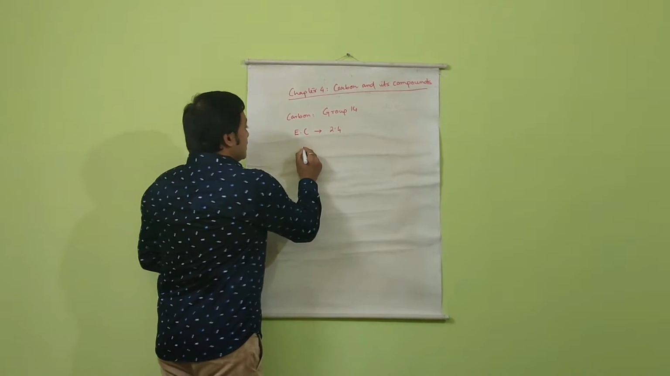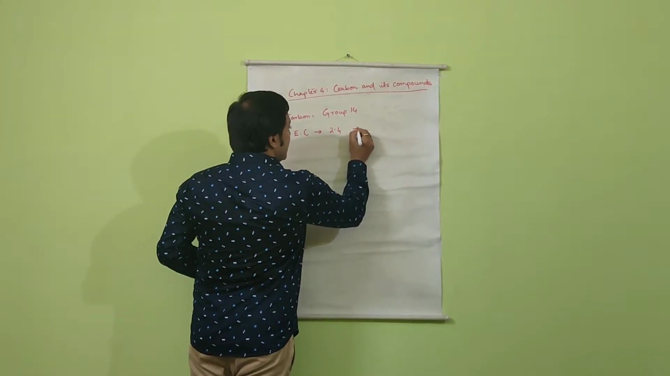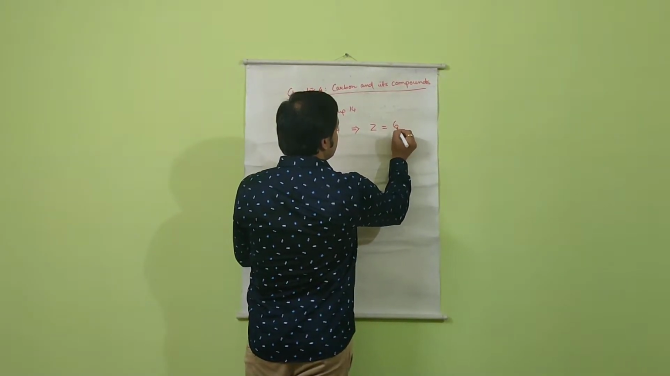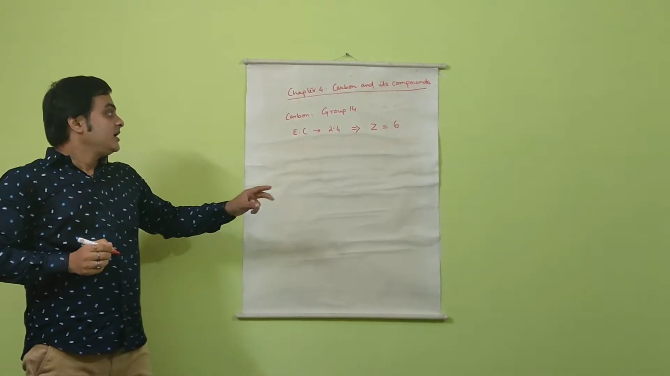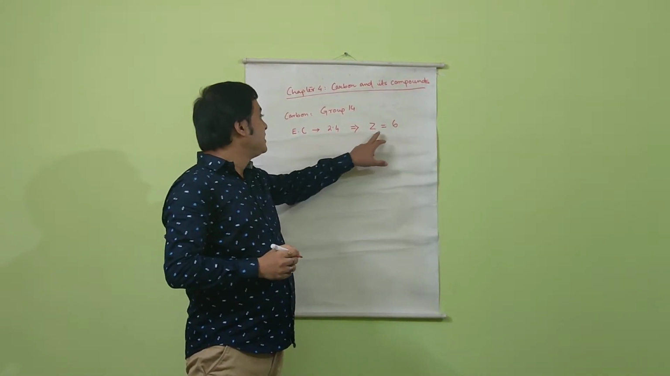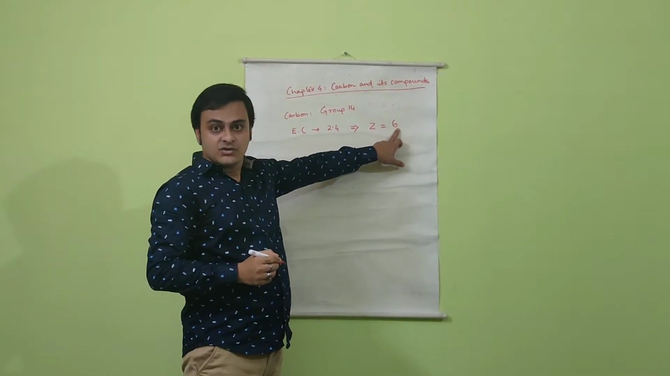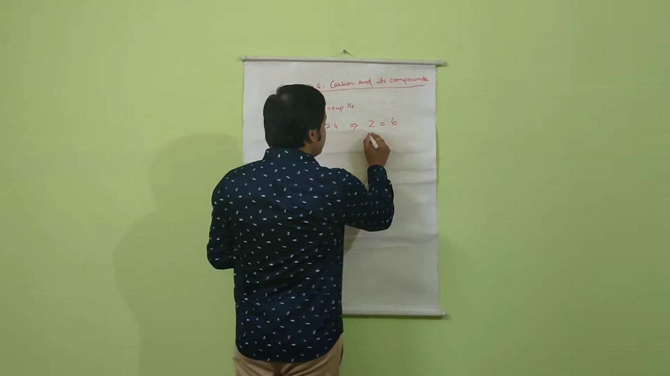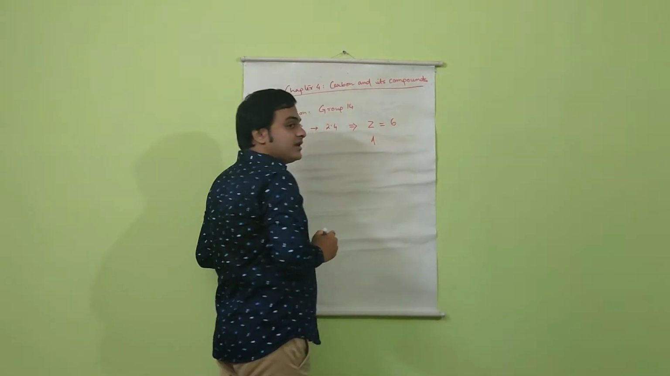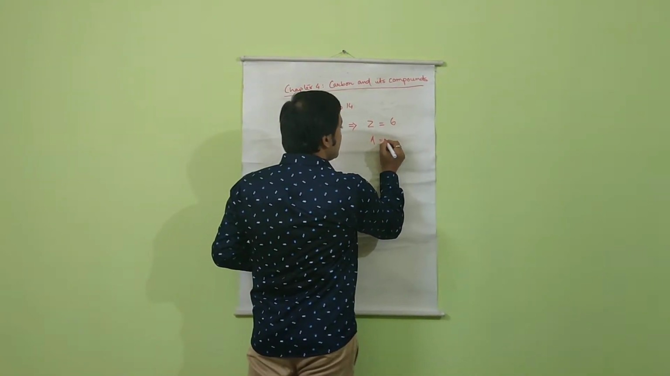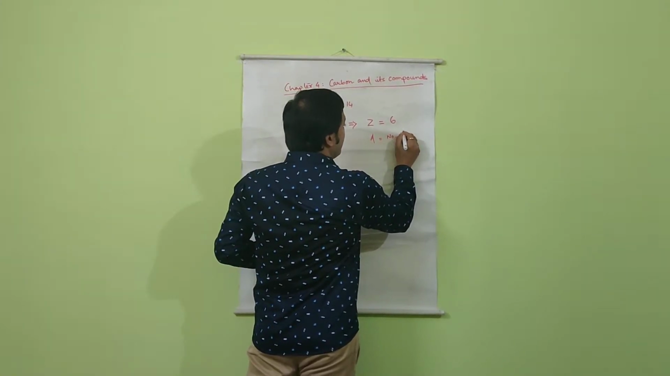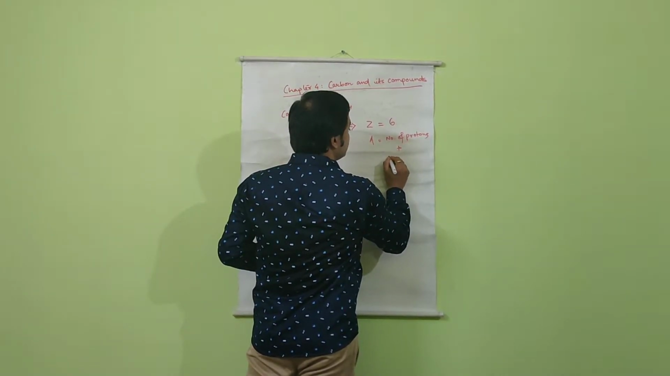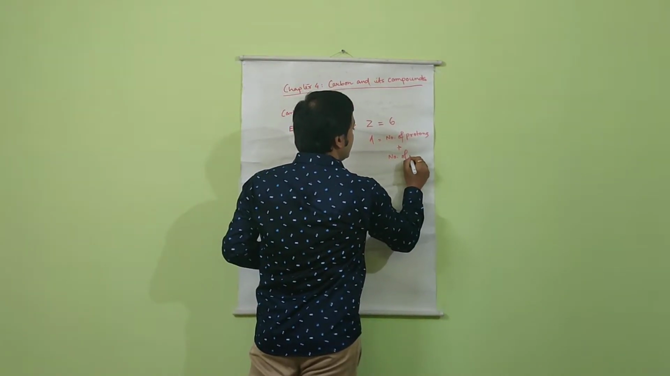Now, therefore, its atomic number is equal to 6. In order to balance these 6 protons, it has 6 electrons. Now, its mass number is represented by A. Mass number is equal to number of protons plus number of neutrons.